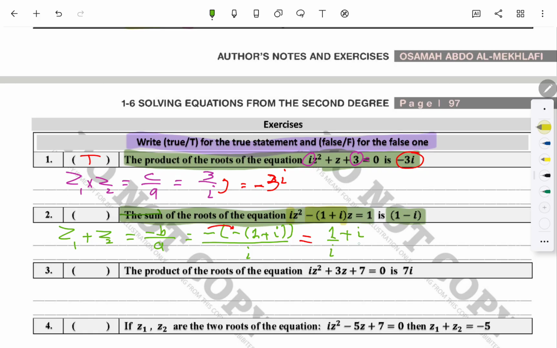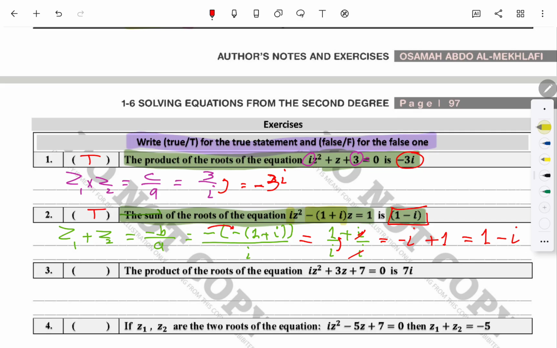I can split this i here and there and simplify. You can divide 1 over i by taking i up and changing it to negative, and the i divided by i is simplified to positive 1. You can reorder your answer, this complex number, by writing the real part first, then the imaginary. Compare your answer with the answer that they have. You can see it is the same, which makes it a true statement.